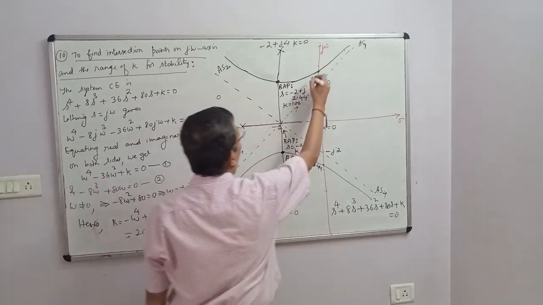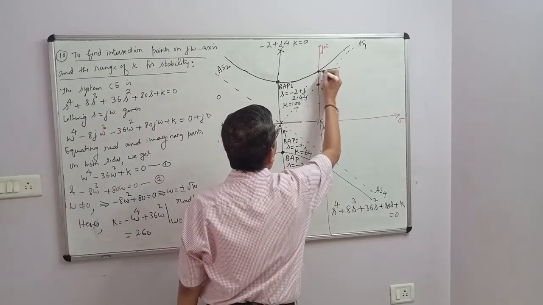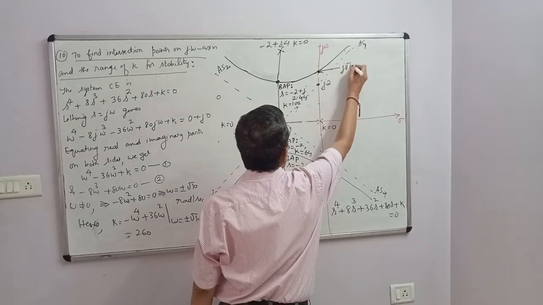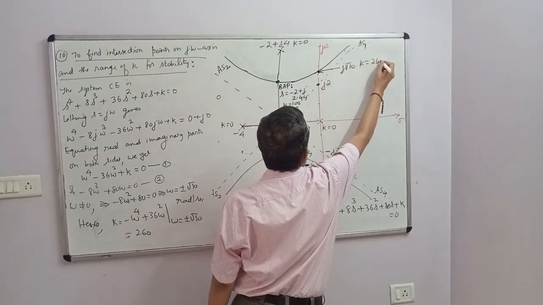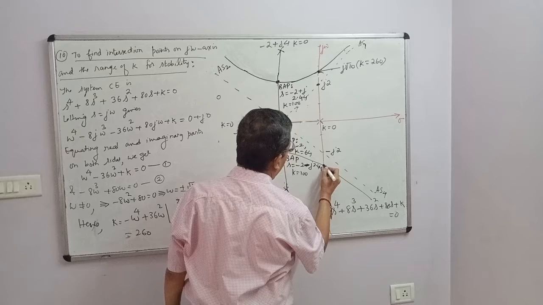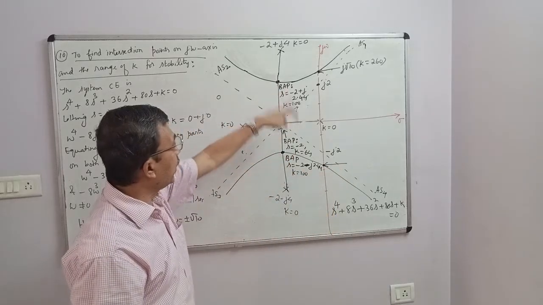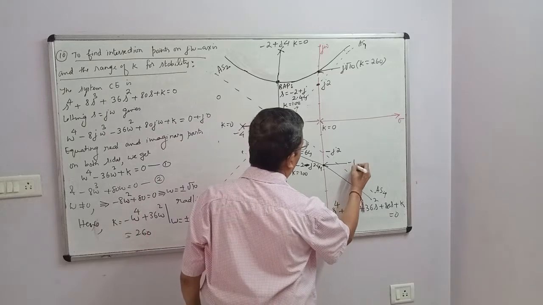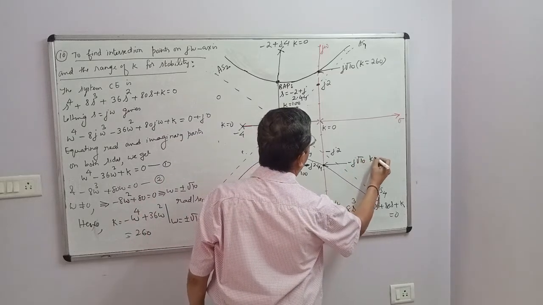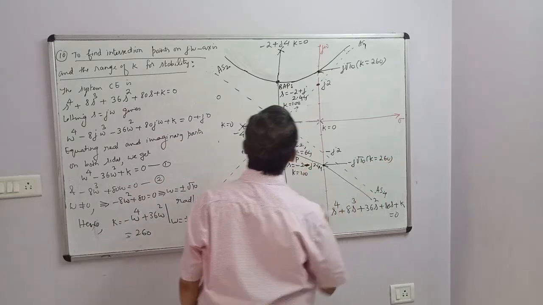This is the intersection point on the j omega axis. What is this? This value is j root 10. Value of k is 260. This is the intersection point on the negative j omega axis. This is minus j root 10. K is equal to 260.